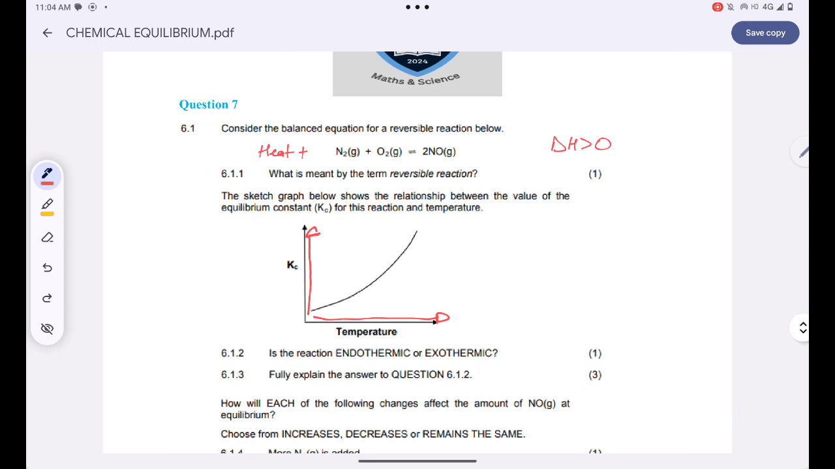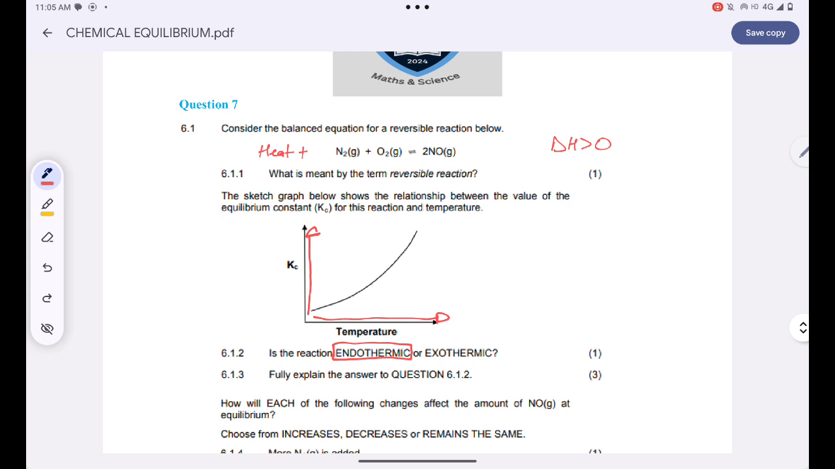Okay, the first question we are being asked is, is the reaction endothermic or exothermic? The reaction is endothermic. The forward reaction is endothermic. Why do I say so? Firstly, as temperature increases, that's point number one, I can see that the equilibrium constant also increases.